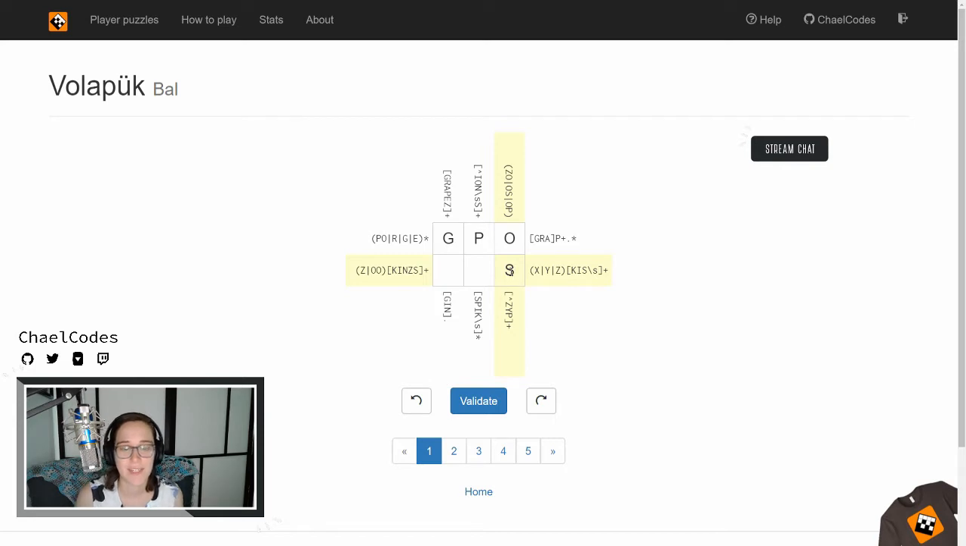My left regex pattern ends with the letters K, I, N, Z, or S in a character set, and that plus sign means that I can have one or more of them. So that S does validate against that. If I look at my right regex pattern, I see that it ends with K, I, S, or that forward slash S, which means space, so I can also place an S here according to that. Awesome. So let's head one back.